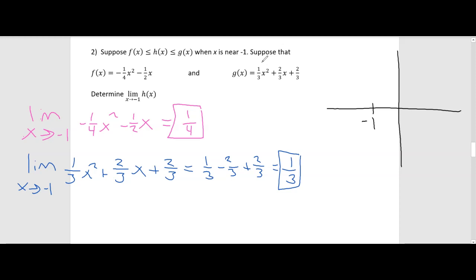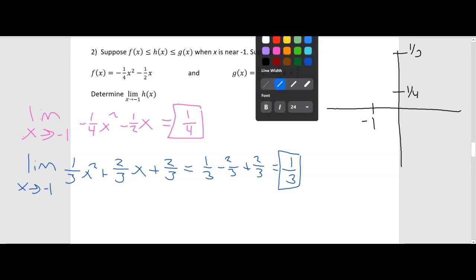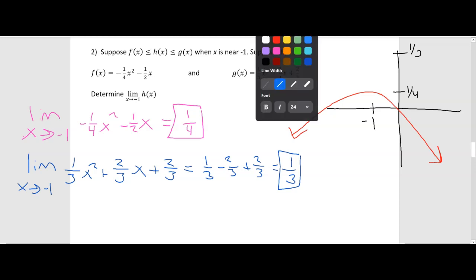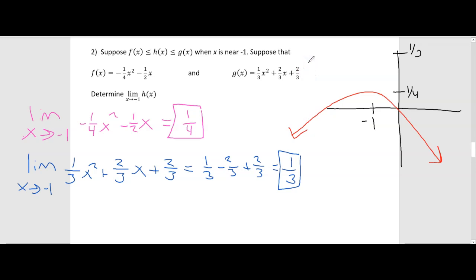And we have 1/4 and 1/3. I'm going to space the tick marks out on the y-axis just to make this even more clear. I know that f of x is my bottom function, and that limit is approaching 1/4. So essentially I have something like this. I know my g of x is my top function, and it's approaching 1/3. So it looks like this.